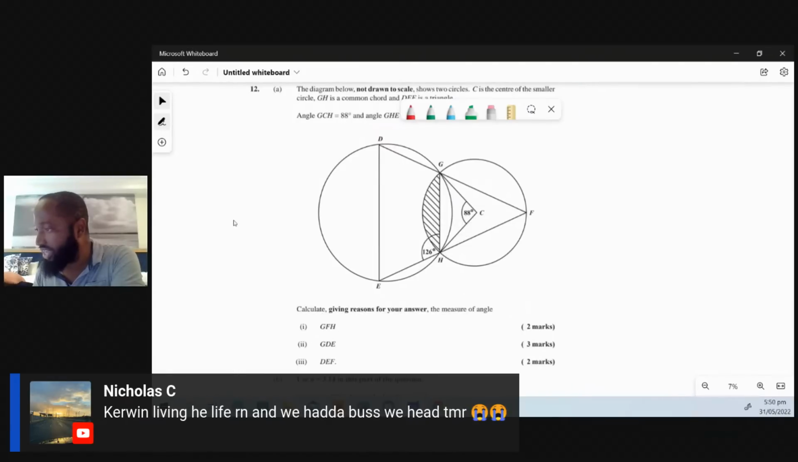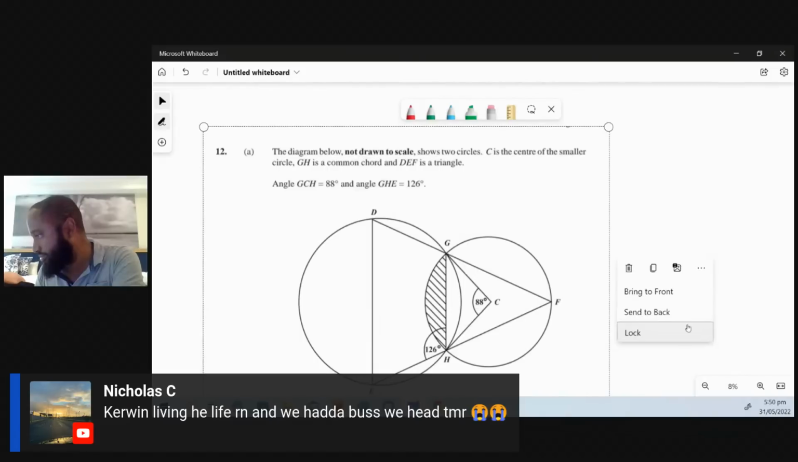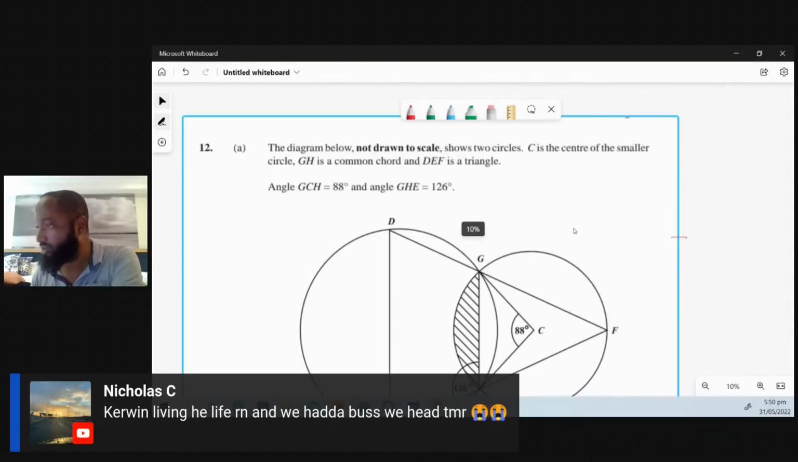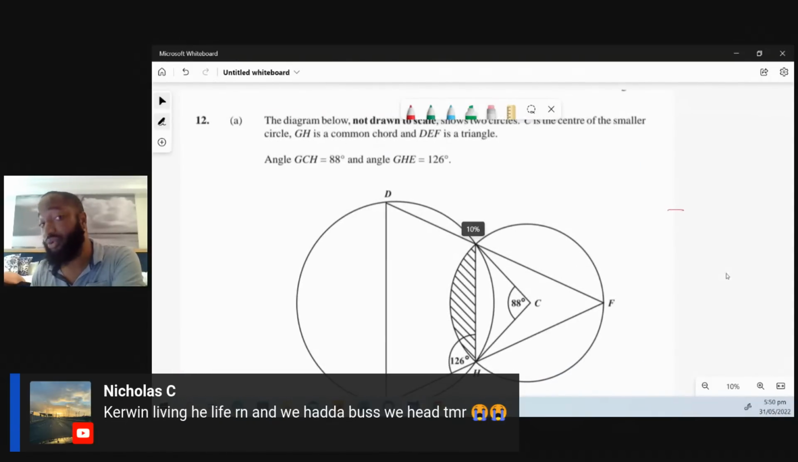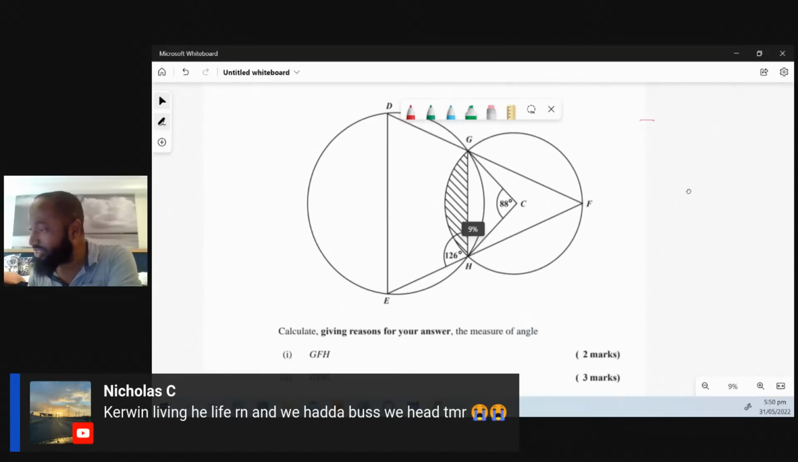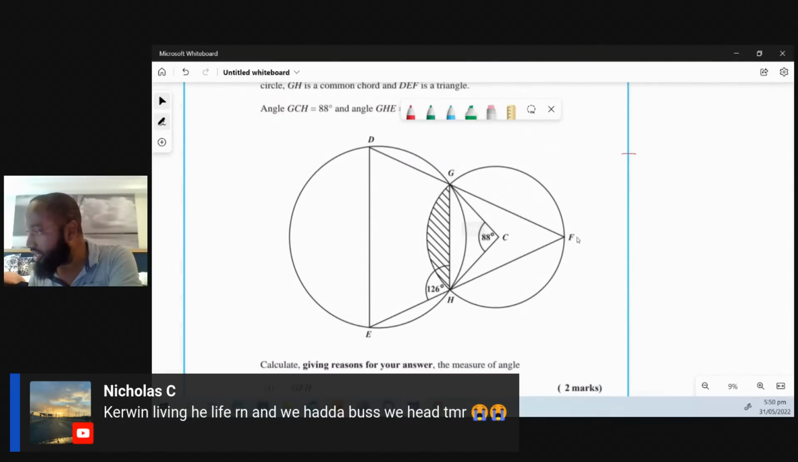Give reason for your answer, for those who are doing paper threes. The measure of GFG. Let me lock it. Watch how he does lock it. Boom, bang, and he locked it. Can't move. Lock down. I wish relationships were that easy. Give reason for your answer, the measure of angle GFH.